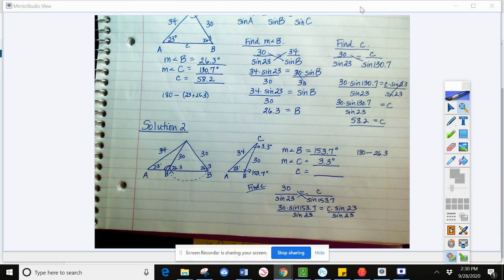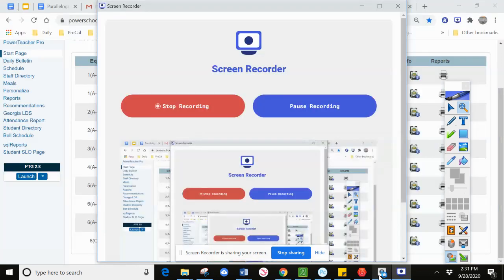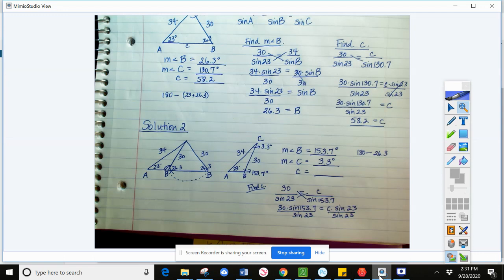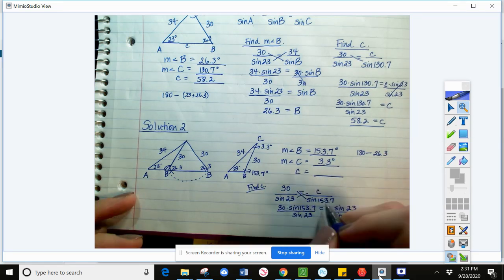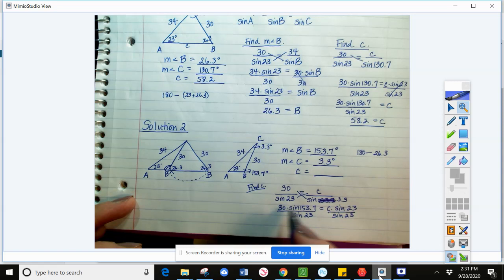All right, so let's see. Sine 23 on the bottom. I am getting 34.01, but that does not make much sense, does it? Let's see where I have made a mistake. Okay, I'm back. I figured out what I messed up on. Did y'all? You probably figured it out while I was doing the work, and that's okay. Sometimes even the teacher messes up, right? So where did I mess up? I'm trying to find side C, and I used angle B instead of angle C. So here should be a 3.3. I knew something wasn't right.